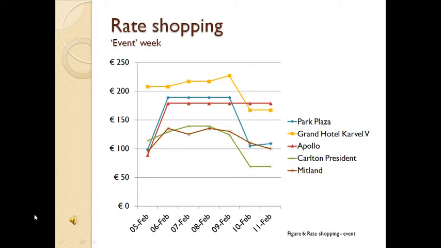On this chart you can see the rates for all competitive properties for the first so-called event week, 5th until the 11th of February. What is noticeable is that towards the end of the week, prices of the hotels fall down. This makes sense because the event will be over by then and the demand will fall. Also, hotels want to focus on attracting more leisure guests who have a bit higher price sensitivity than business guests.